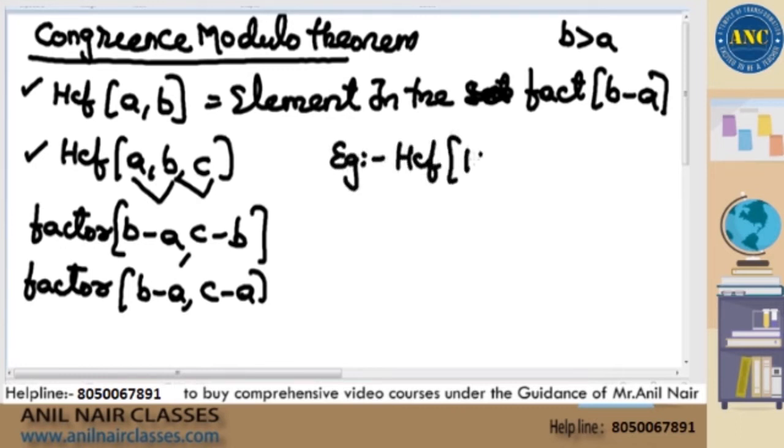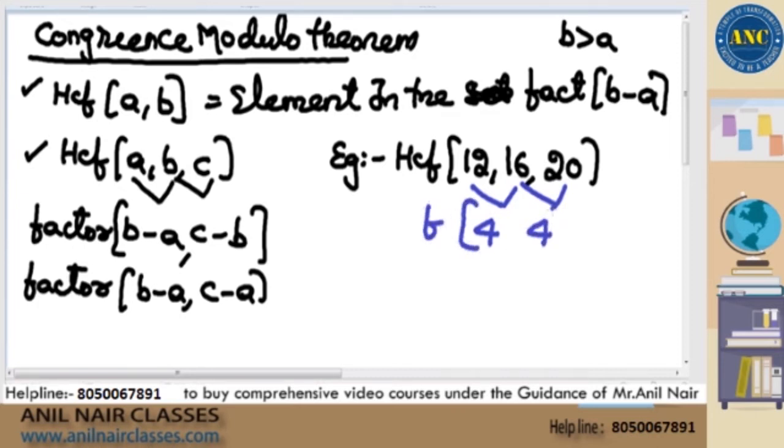Example: HCF of 12, 16, 20. Now see, 12 and 16, what is the difference? 4. 20 and 16, what is the difference? 4. What are the factors of 4? Factors of 4 are 1, 2, 4. What is the highest factor? It is 4. This is according to this.